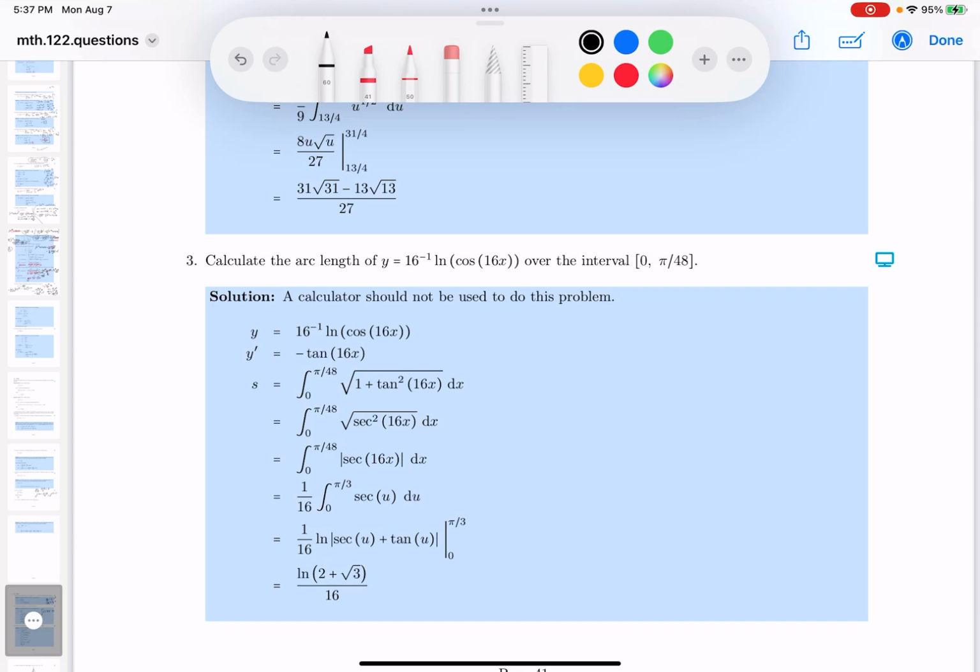Okay, consider the arc length. It looks like a pretty complicated problem, by the way. What I'm going to do, though, is do the derivative first, so dy/dx. So I see the 16th minus 1, it's 1/16.